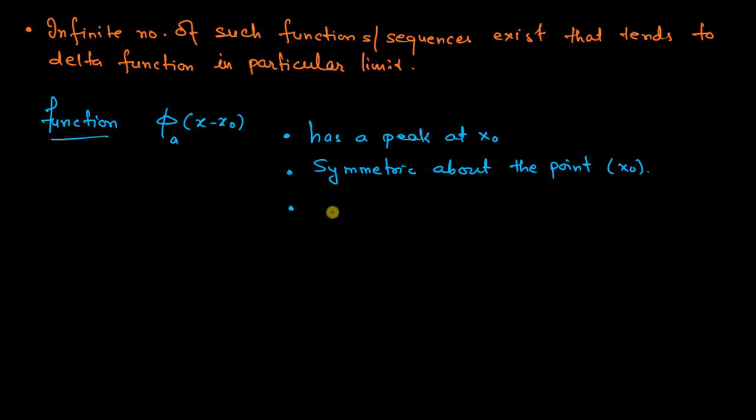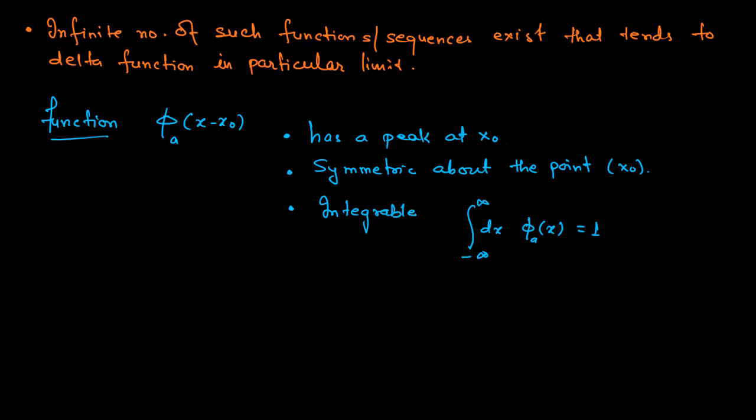This third thing should be an integrable function. What an integrable function is: if we integrate this function between this limit, that should give me 1. This is basically the normalization condition. If a function follows these three criteria, then it is not necessary, but it may happen that in some particular limit that function goes to a delta function.